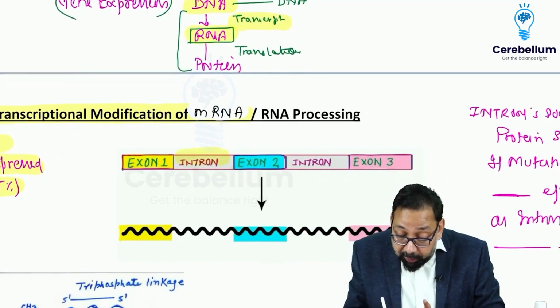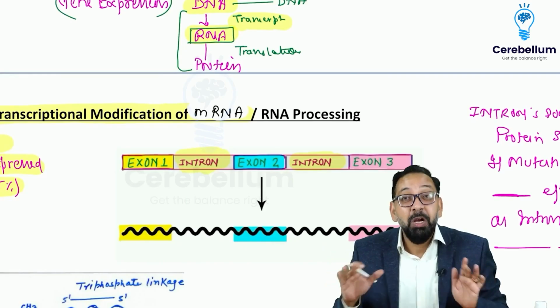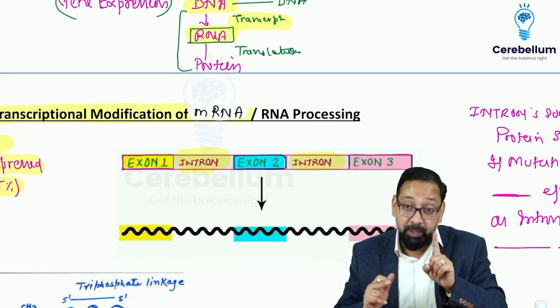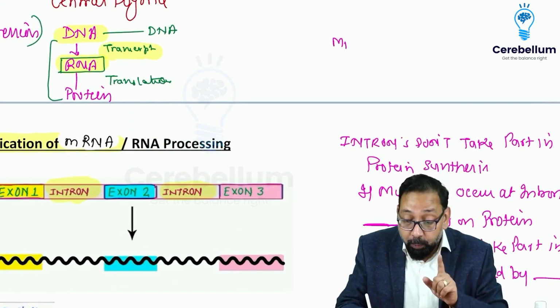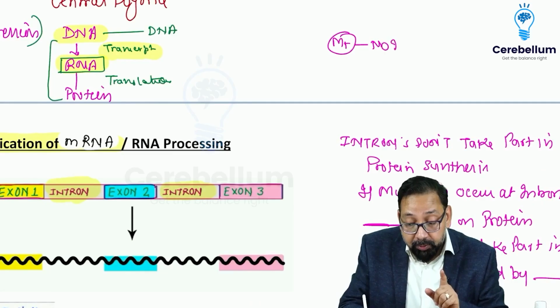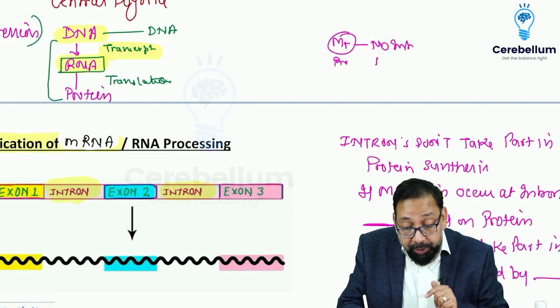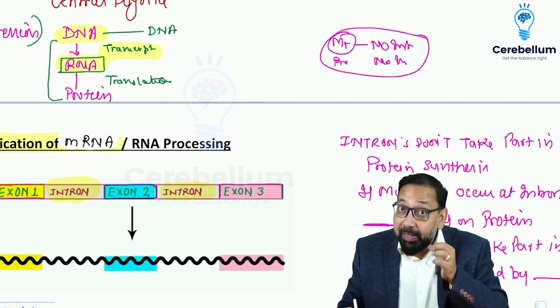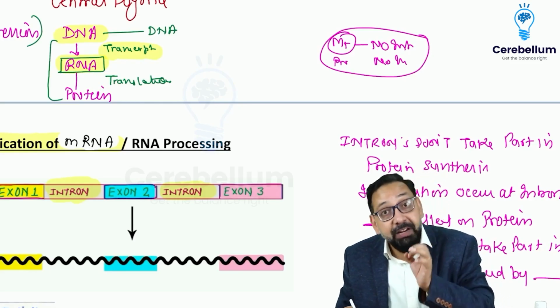All others are introns. Introns don't take part in protein synthesis, so these should be removed. First point: a question may be asked that in mitochondrial DNA there are no introns, as I told you. In prokaryotes, also no introns. That is the reason that in mitochondrial DNA and prokaryotes, the mutation rate is very, very high.